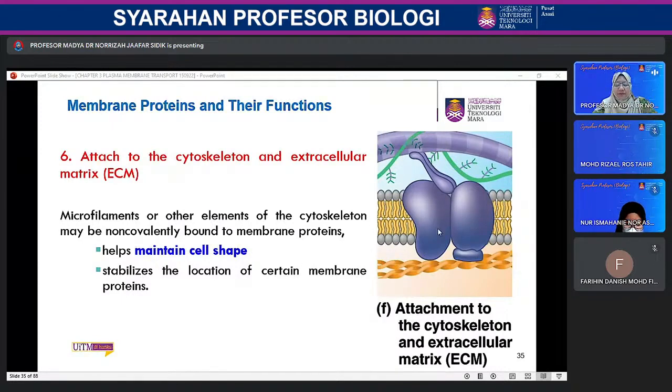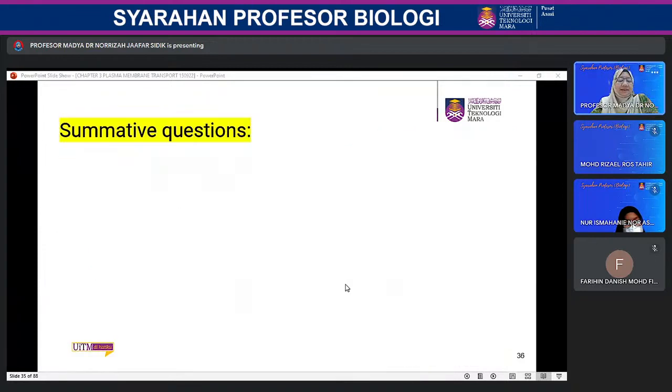Attaching the filaments or fibers in the cytoplasm helps to maintain the cell shape, and it also keeps the location of the membrane proteins stable. Attaching membrane proteins to the extracellular matrix can help the ECM, extracellular matrix, to mediate changes that occur in the extracellular and intracellular environment. Yes, so it stabilizes the location of certain membrane proteins.